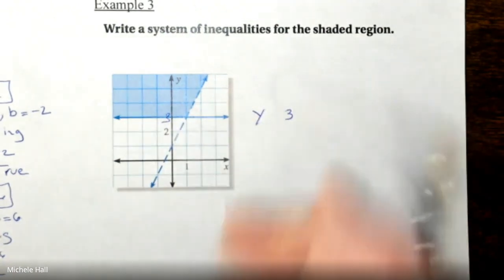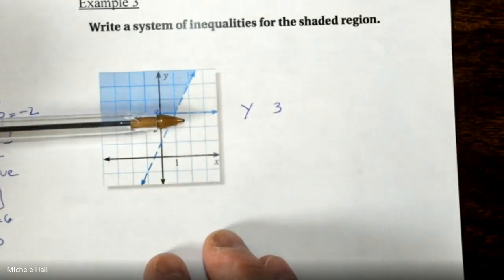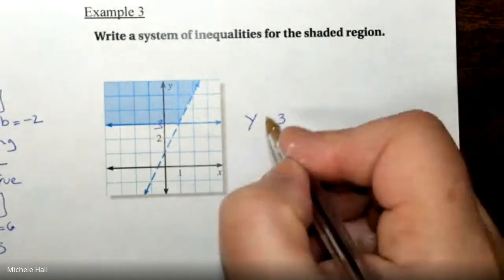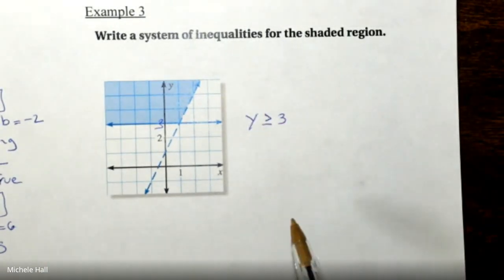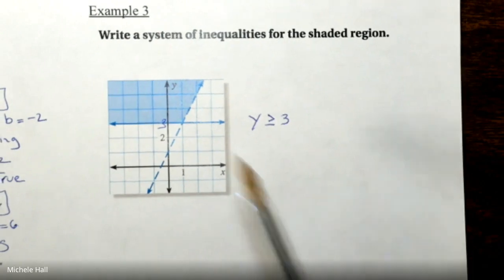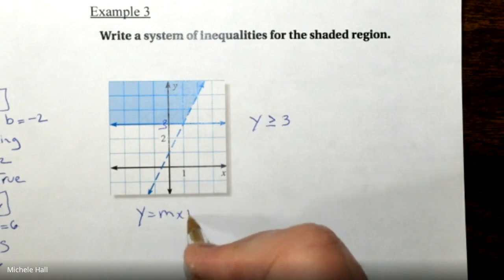And where is it shaded? Is it shaded greater than y or less than y? It is shaded greater than y. So y is greater than or equal to 3 would be the first equation. For the second equation with a slanted slope, we're going to think about y equals mx plus b.